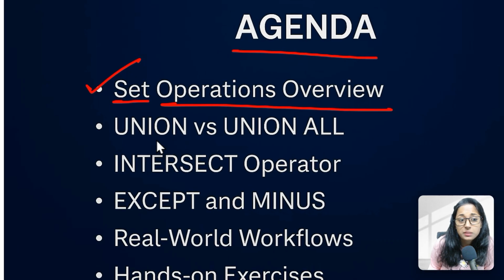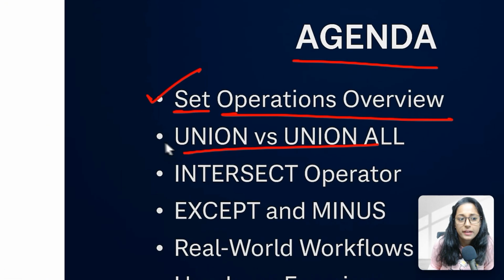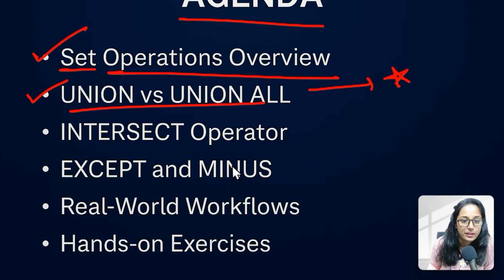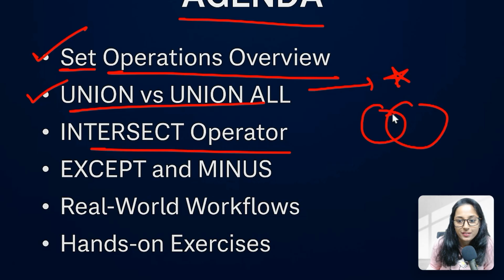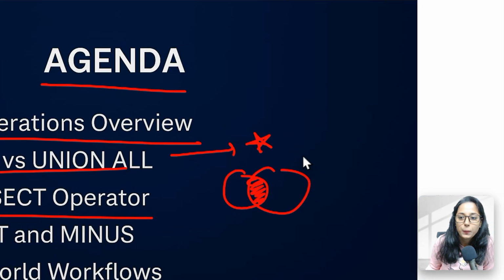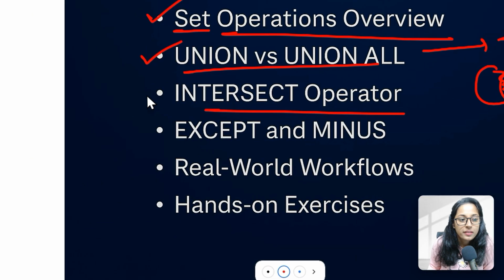Then we will see some differences between union versus union all. It is one of the most common questions asked in interviews as well. Then we will look at the intersect operator. If you have seen a Venn diagram, right? This is that intersect part. It is similar to that, but it is related to SQL queries. So we are going to see that as well.